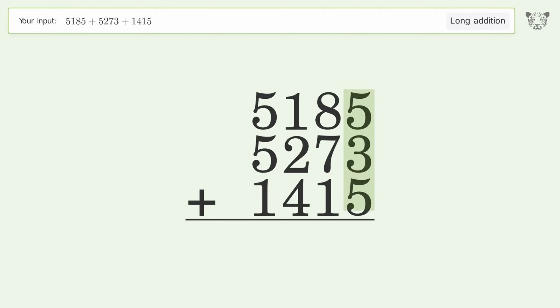5 plus 3 plus 5 equals 13. Carry 1 to the tens place. 1 plus 8 plus 7 plus 1 equals 17. Carry 1 to the hundreds place.